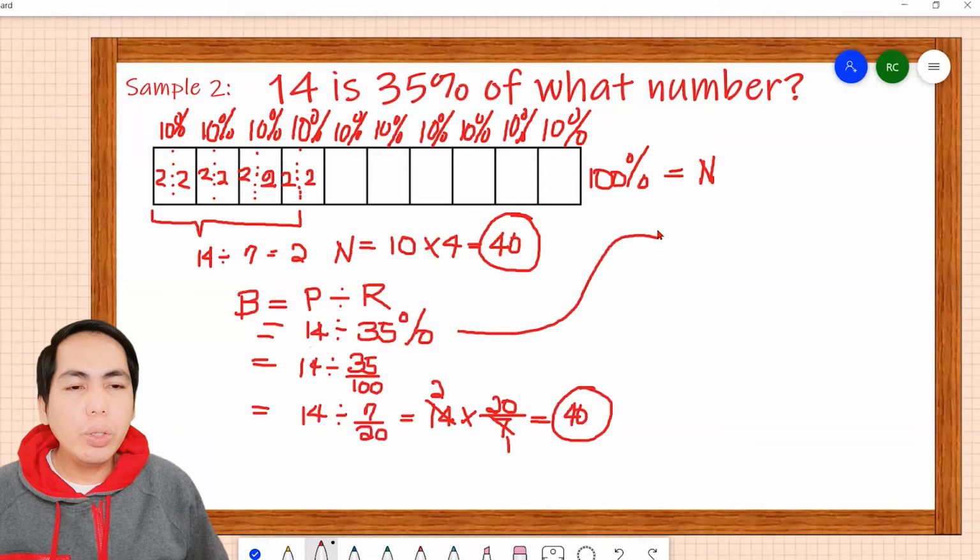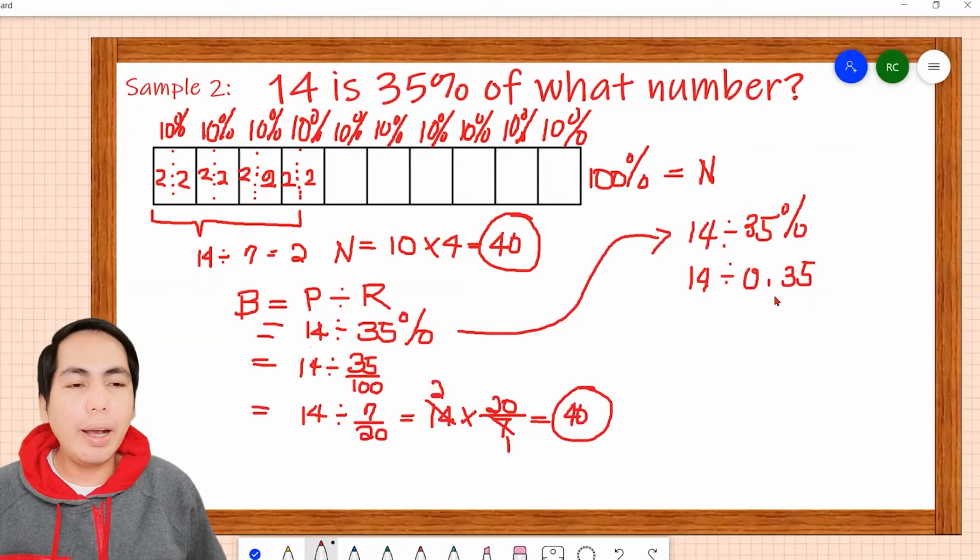Or, we can also use the decimal form. So, 14 divided by 35%. So, 35% is equivalent to 35 over 100. That is equivalent to 0.35. Since we know that in dividing decimals, we have to make our divisor a whole number by moving the decimal point to the right. So, 1, 2. Since we have moved 2 decimal places in our divisor, we have also to move 2 decimal places in our dividend. 1, 2 to give us 1,400 divided by 35.